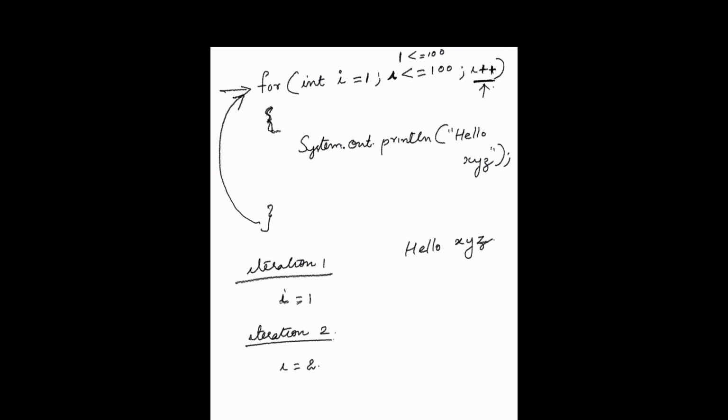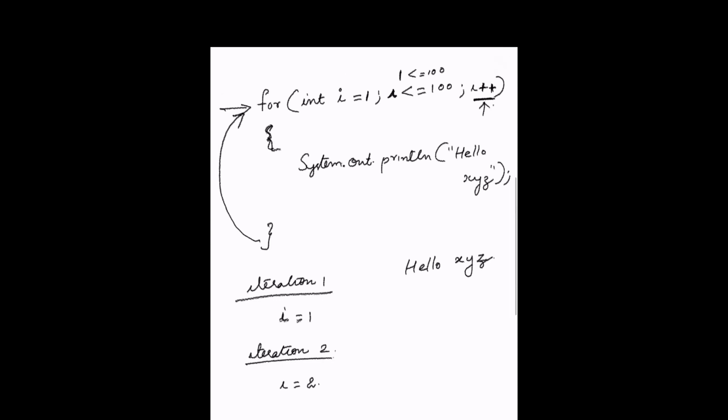Okay. Now, what will be the condition? 2 less than or equal to 100. The value of i is 2 right now. So is 2 less than or equal to 100? Yes, 2 is smaller than 100, right? So again, it will go inside the for loop, and what is it saying? Again, print hello XYZ. That gets printed. Again, the loop completes.